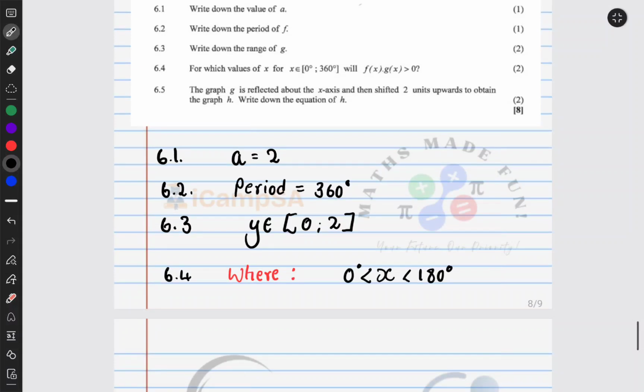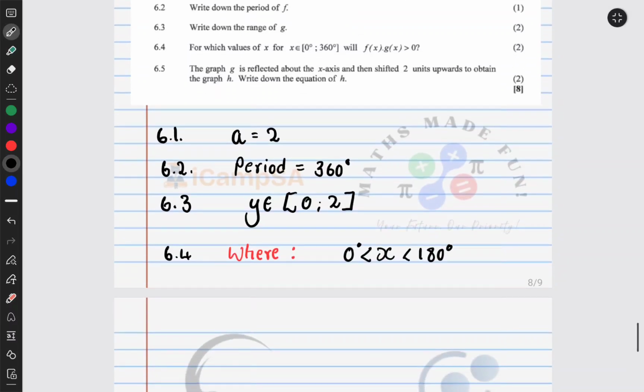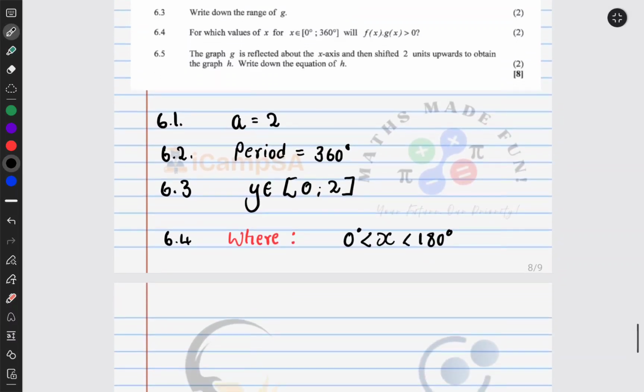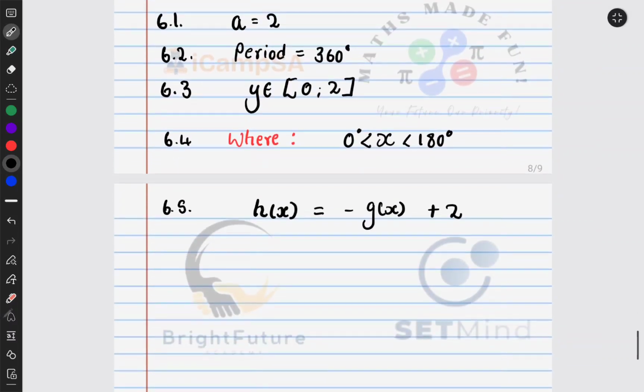6.5, the graph of g is reflected about the x-axis and then shifted 2 units upwards to obtain the graph of h. Write down the equation of h. So for 6.5, the equation of h(x) will be equal to negative g(x), because to reflect we have to introduce a negative sign. This is how we reflect a graph about the x-axis. And then shift 2 units upward, plus 2.